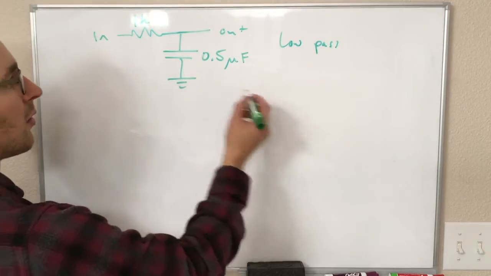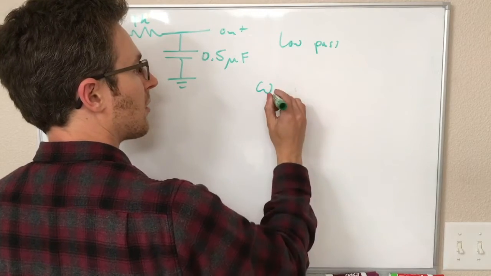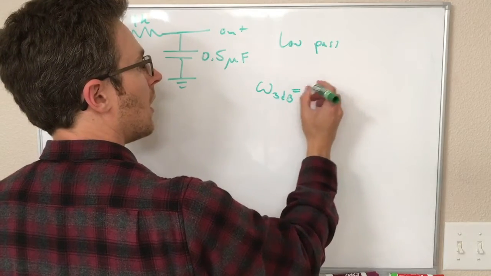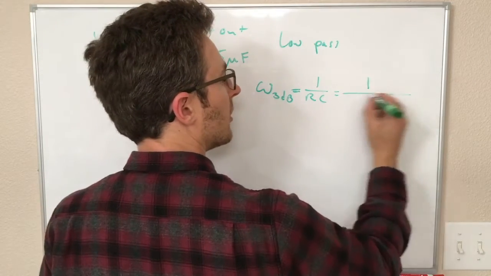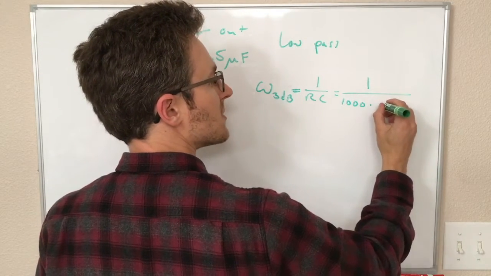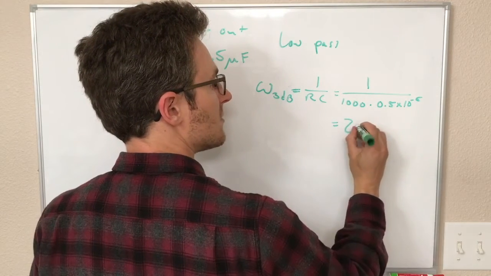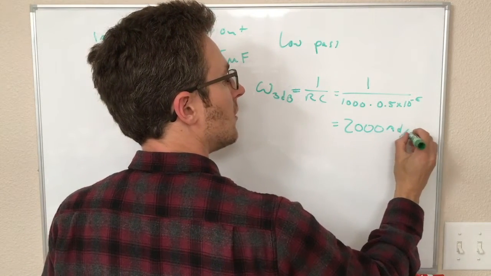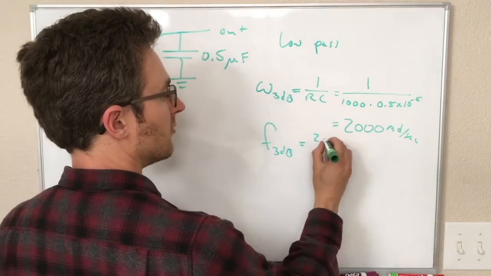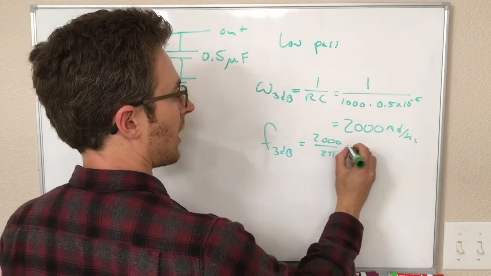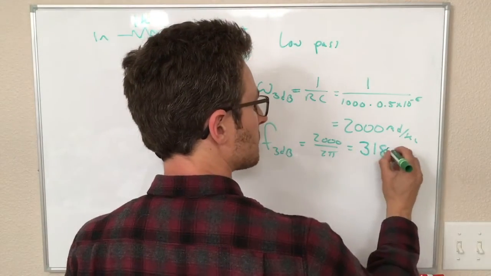We can find the 3 dB point, omega 3 dB, because that is equal to 1 over RC. So that's 1 over 1,000 times 0.5 times 10 to the minus 6th. This gives me 2,000 radians per second, or a 3 dB frequency of 2,000 over 2 pi, which is equal to 318 hertz.